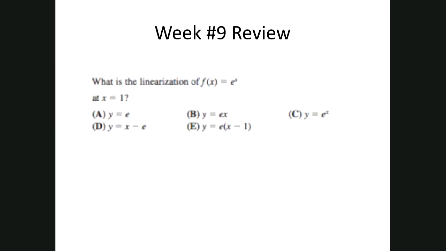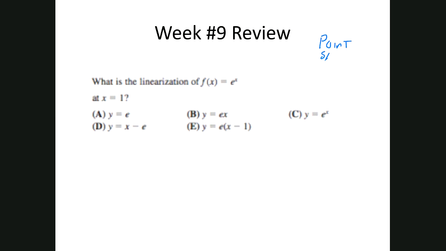Last week we were talking about linearization and L'Hopital's rule. Linearization, as we went over, is basically the same thing as finding an equation of a tangent line. So if I wanted to find the linearization of f of x equals e to the x at x equals 1, just like I do with a tangent line, I need to find the point and slope.